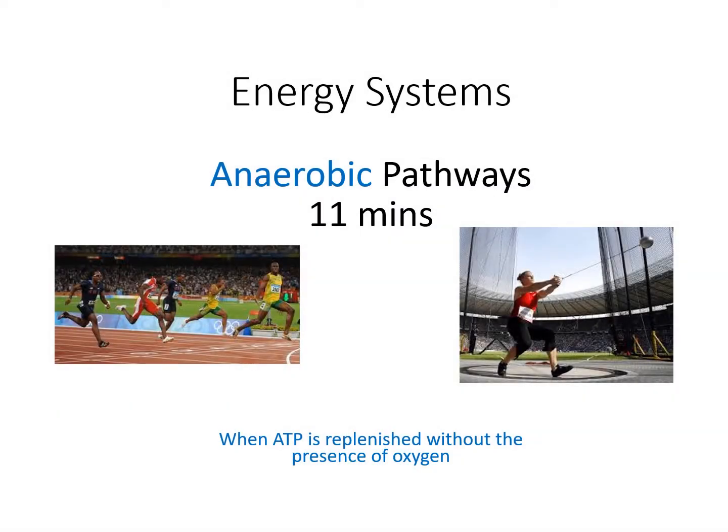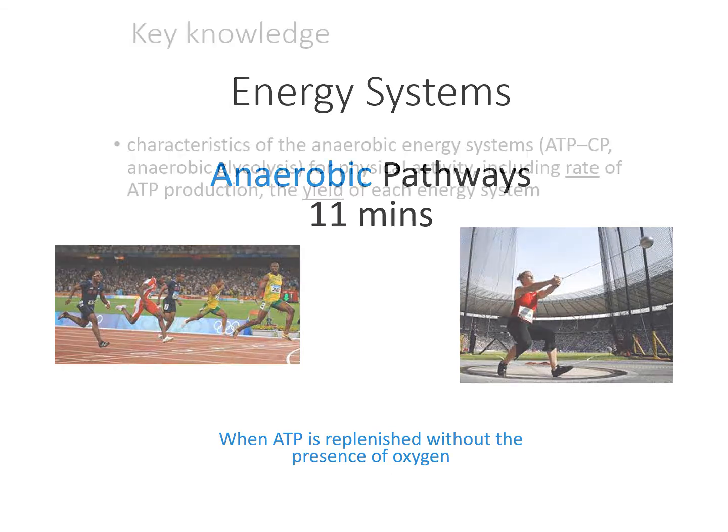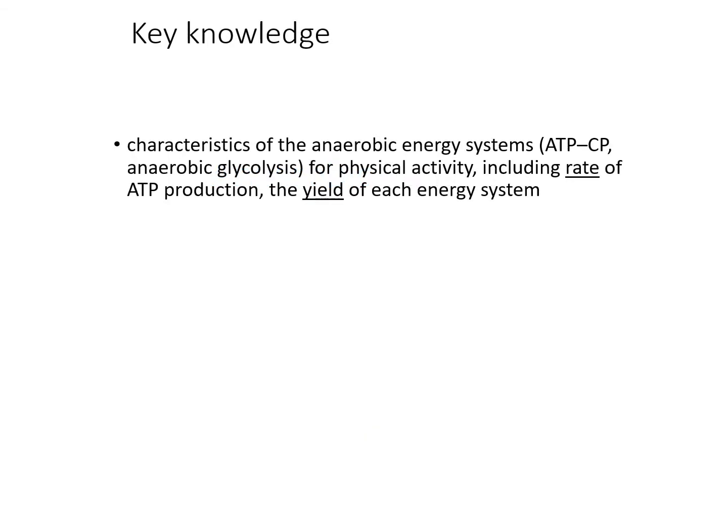We're now looking at the first two energy systems. They're considered anaerobic because they don't make use of oxygen. They can't make use of oxygen to break down the fuels. Really just pulling apart the characteristics of the two anaerobic systems, the ATP-CP and anaerobic glycolysis, and looking at all their characteristics, their contributions to various exercises at various intensities.